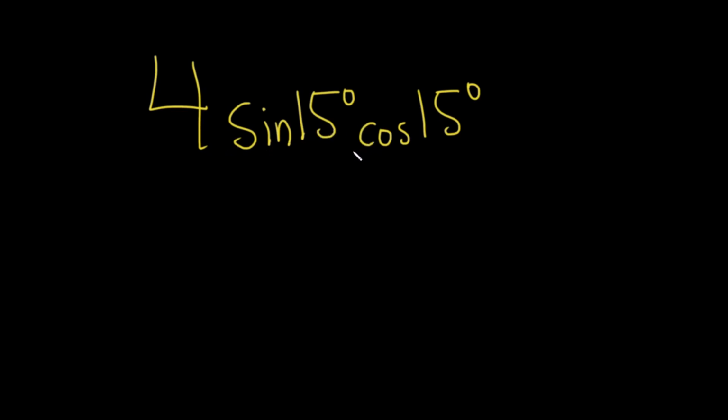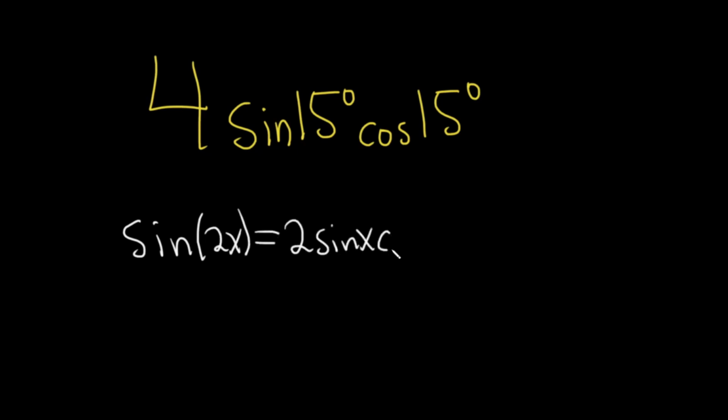Hi, in this problem we're going to find the exact value of 4 times the sine of 15 degrees times the cosine of 15 degrees. So the first thing that you should notice is that you have a sine times a cosine. And so if you notice that, then you might also remember that there is a very powerful identity that says if you have the sine of 2x, that's the same thing as 2 sine x cosine x. So this is a very powerful trigonometric identity.